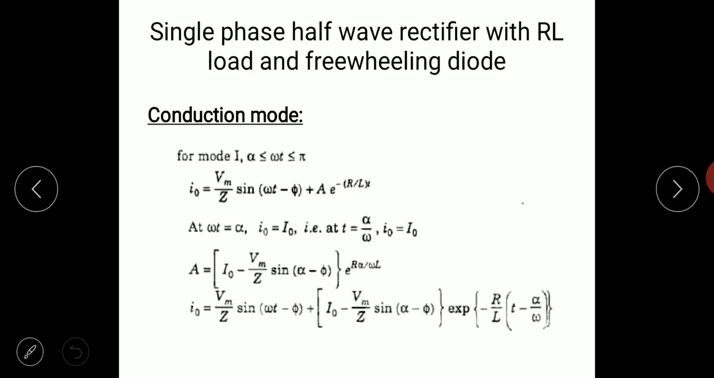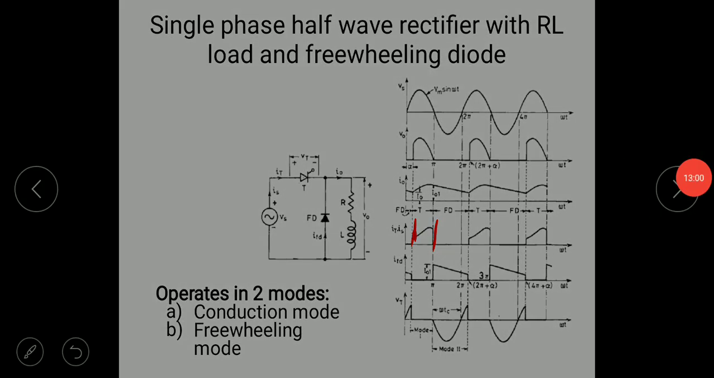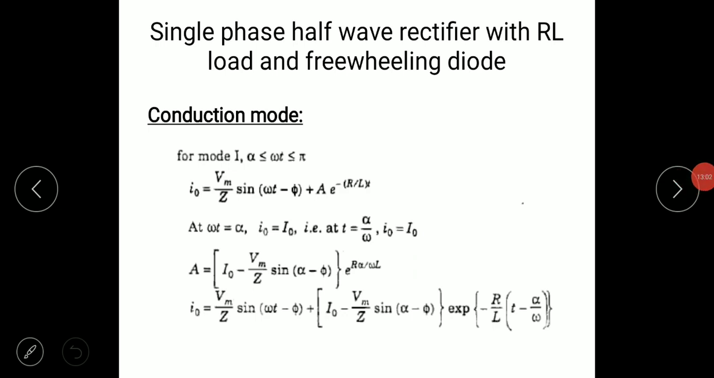If we analyze the expression for current, then in case of conduction mode, the conduction mode is from angle omega t equal to alpha to omega t equal to pi. And since the current is flowing through the supply, it will have both a steady state component as well as a transient component.